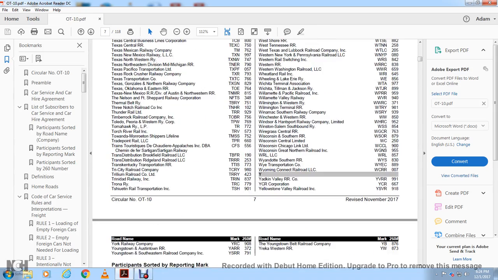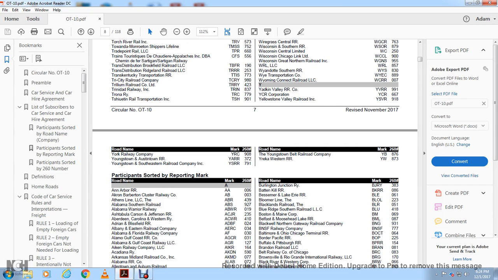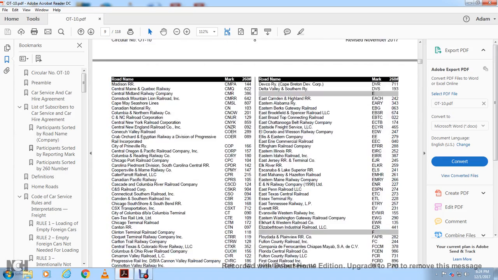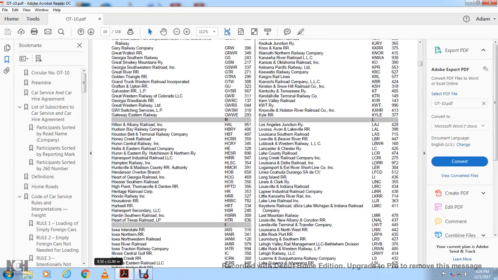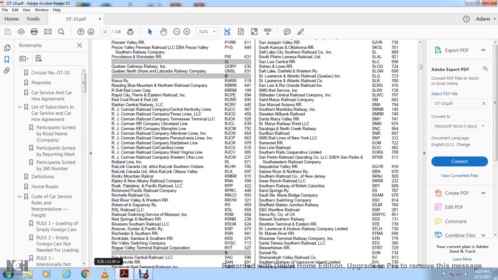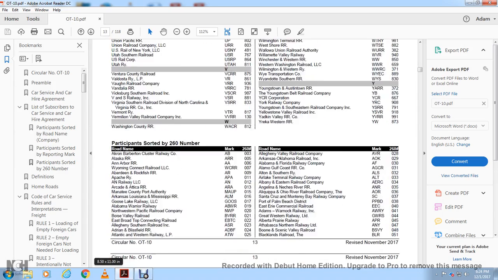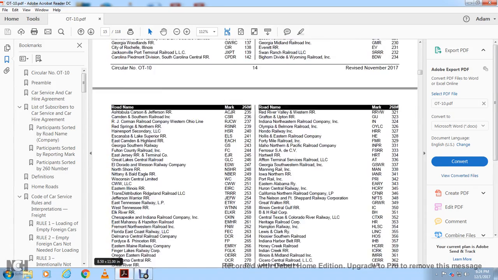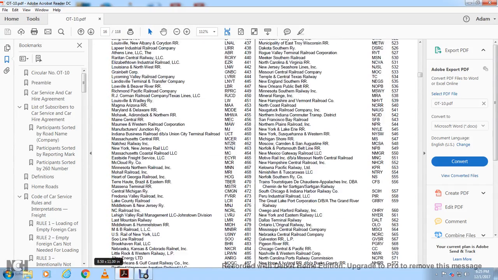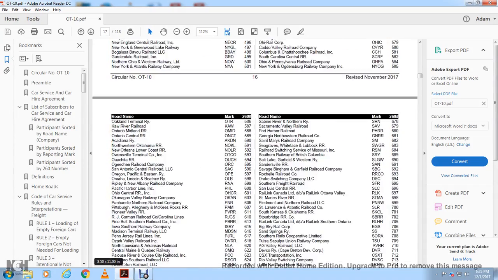And also you're participating, supported by reporting marking. Same thing: road name, mark, 260 number, which is a digit given to the railroad insignia. You can get this off of the internet, OT10 PDF.